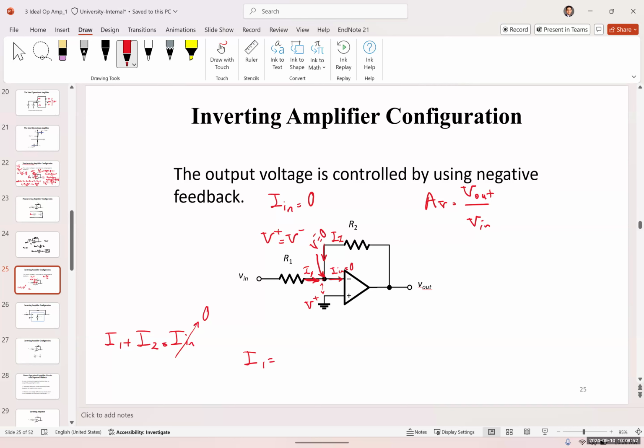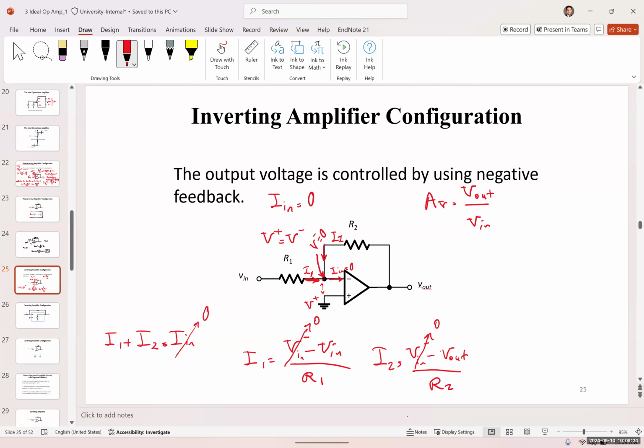So what is this equal to? It's V input negative, minus Vn over R1. And what is I2 equal to? Again, V negative minus V out over R2. What is V negative equal to? V negative is 0, or we call it Va.